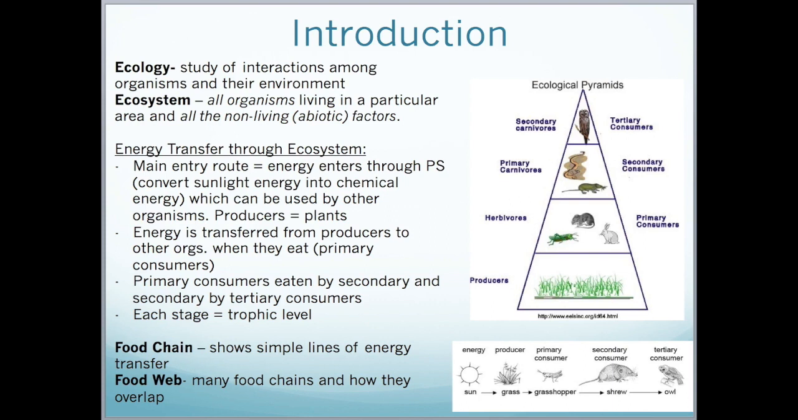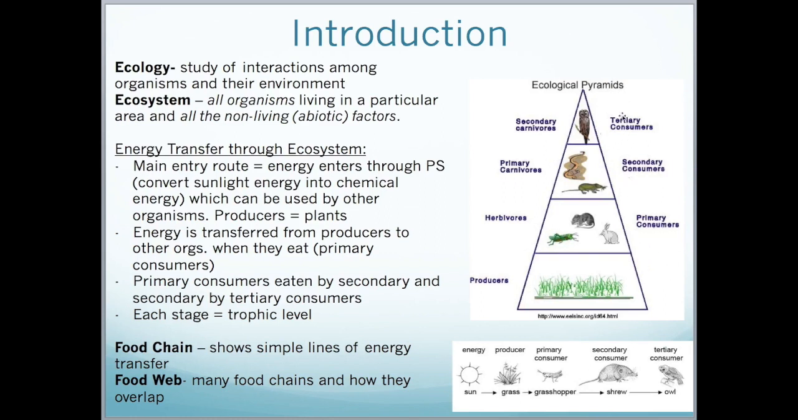The main route of entry of energy is through photosynthesis, where sunlight is converted into chemical energy by plants, which can then be used by other organisms. So plants are the producers, and primary consumers consume grass, they can get some of that chemical energy. Energy is transferred from producers to other organisms when they're eaten. Primary consumers are then eaten by secondary, and the secondary consumers are eaten by tertiary consumers, as shown here.